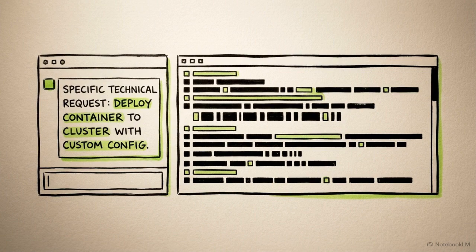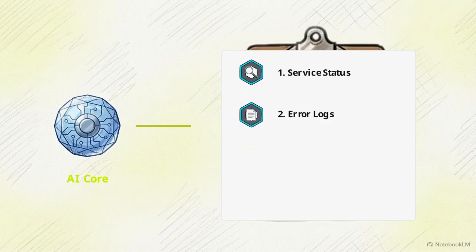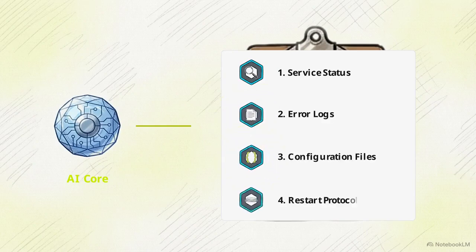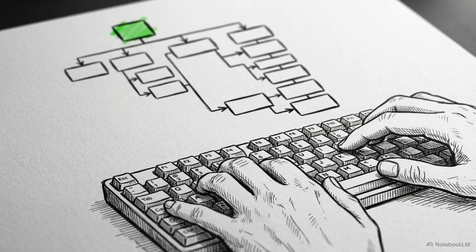Nginx is a popular open-source software used for web serving and reverse proxying. The AI outputs a customized step-by-step checklist. It targets the service status, error logs, configuration files, and restart protocols in exact sequence. By automating the strategy formulation, the administrator bypasses the planning bottleneck and moves straight into targeted investigation.